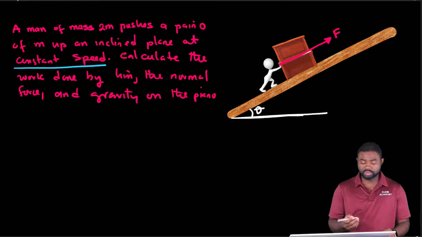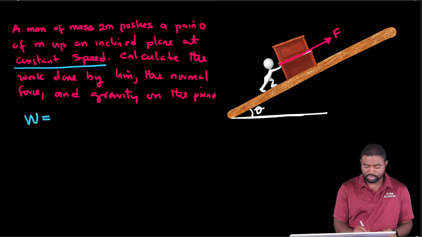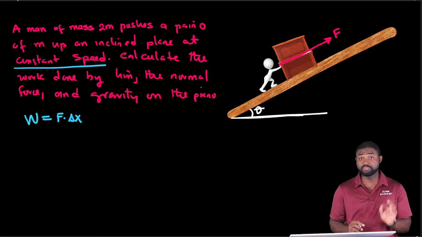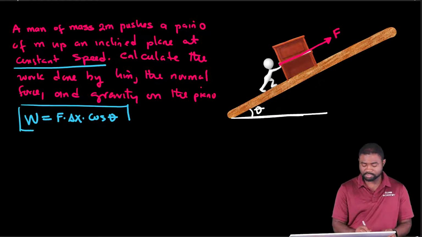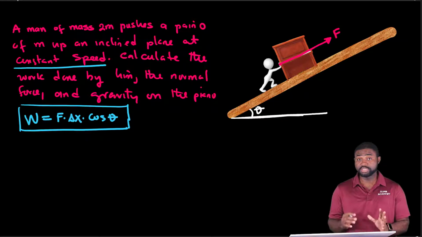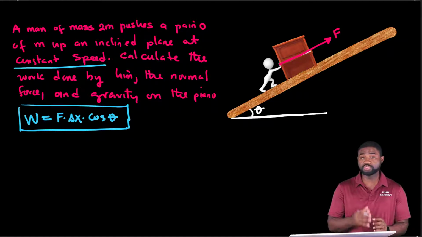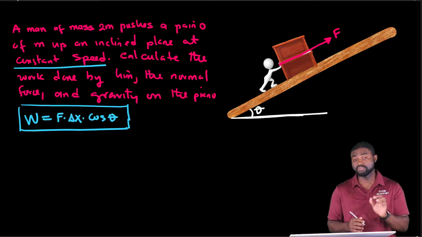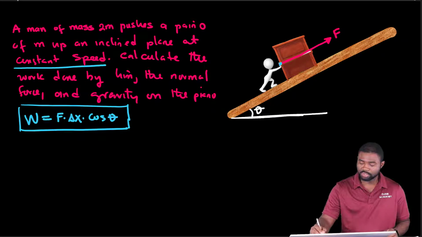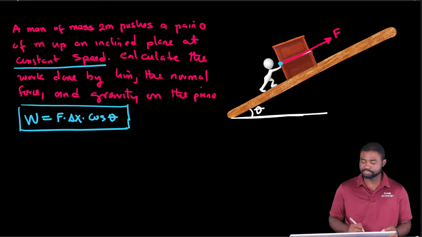Remember the definition of work. Generally, work done is equal to the force multiplied by the displacement of the point of application of the force, multiplied by the cosine of the angle between the force and the displacement vector. The displacement in this case is the displacement of the point of application of the force. You may be wondering, what is the point of application of the force? It is the point where the force is being exerted. In this case, the point of application of F is this particular point.